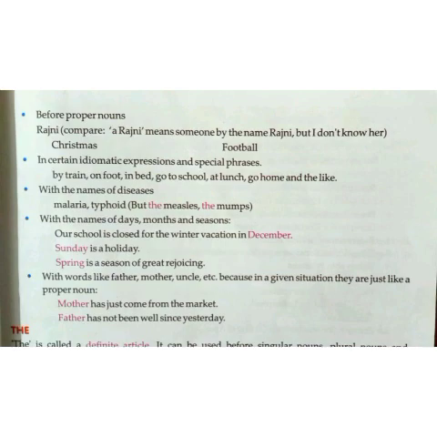Next comes the names of diseases. There are certain diseases like malaria, typhoid. So when you want to express such types of diseases, do not use a or an with the name of the disease. You can use the, but not a or an.